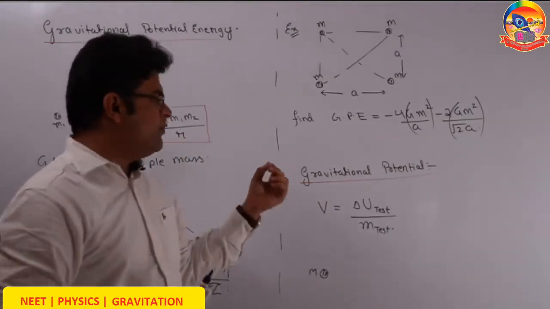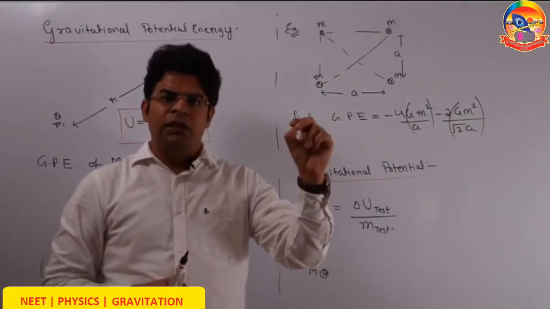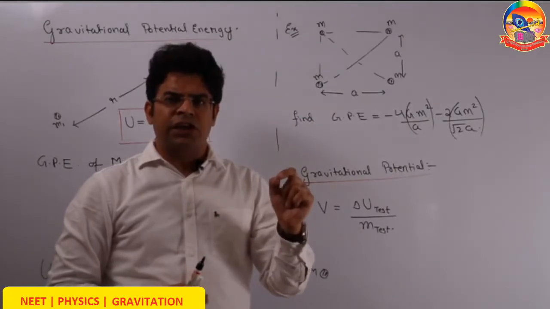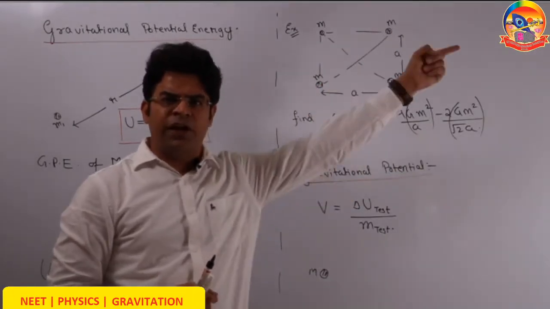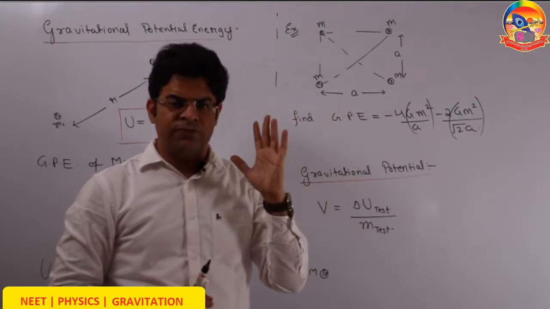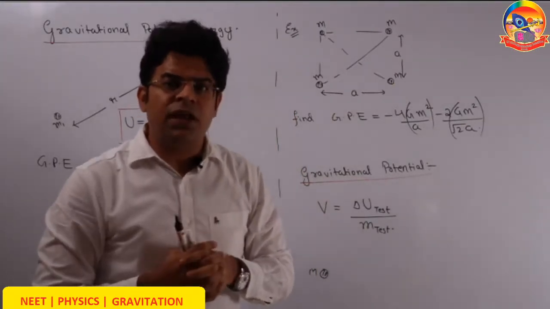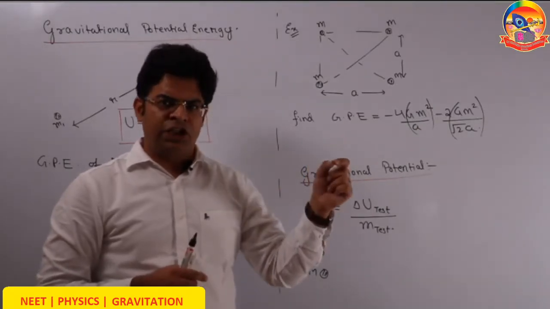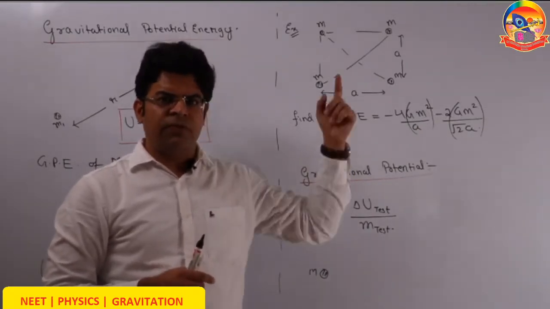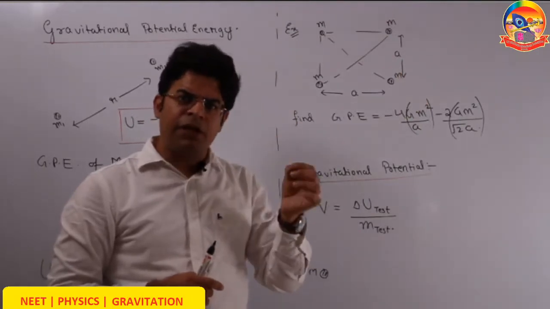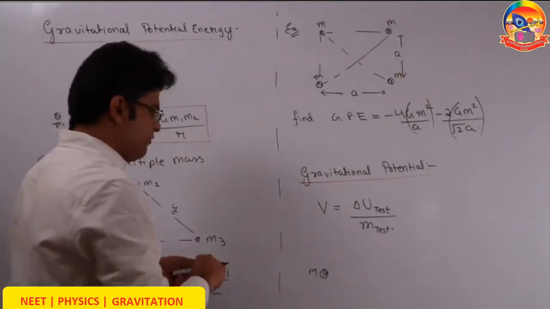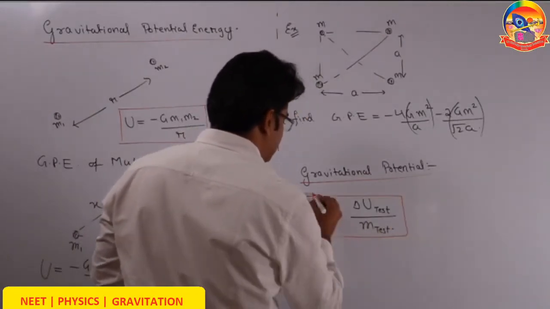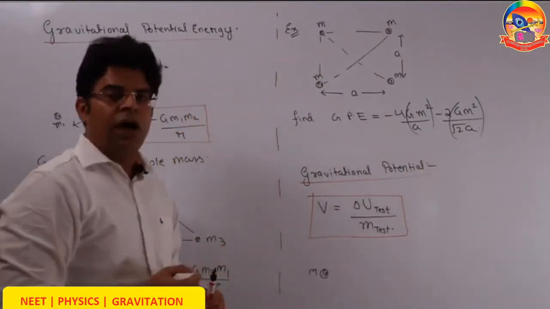So, how do we define the potential of a point? The gravitational potential of a point is defined as the change in potential energy in bringing a test mass from infinity to that point, per unit test mass.